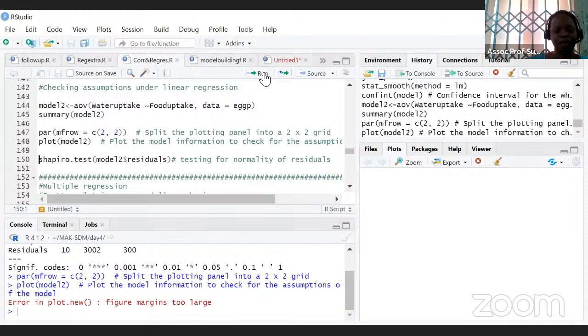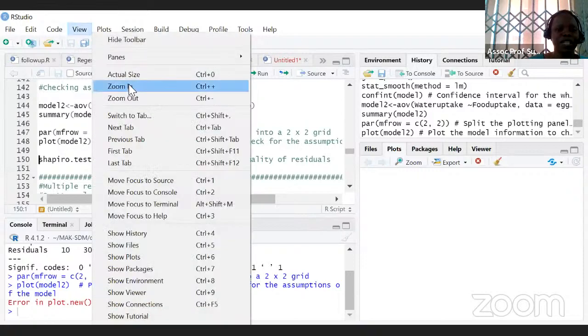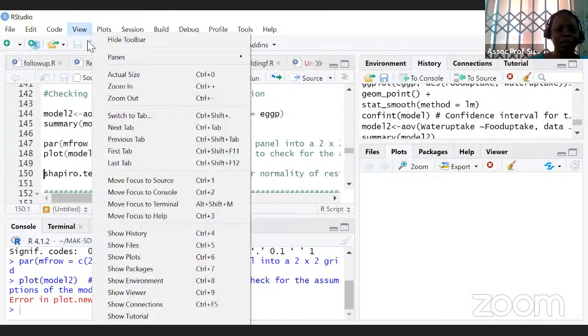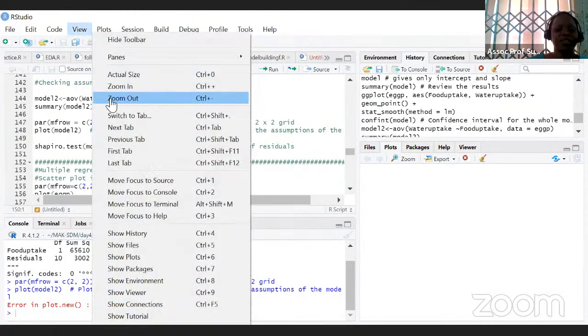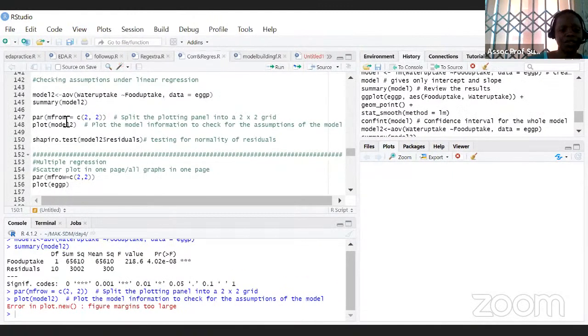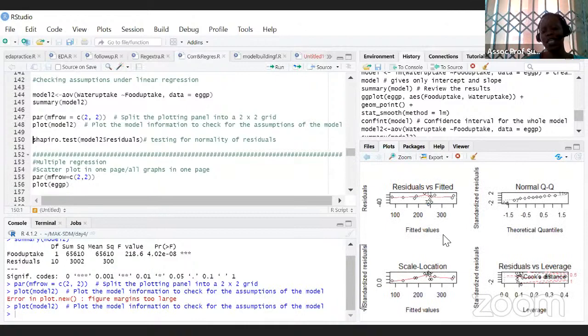It is telling me that error in plot.new, figure margins are too big. So I'll go in and reduce the sizes by zoom out. So I'll zoom out. Okay, so I'm going to run plot again. So if you look in the plot section, let me zoom this out and share it so that we can talk about it.